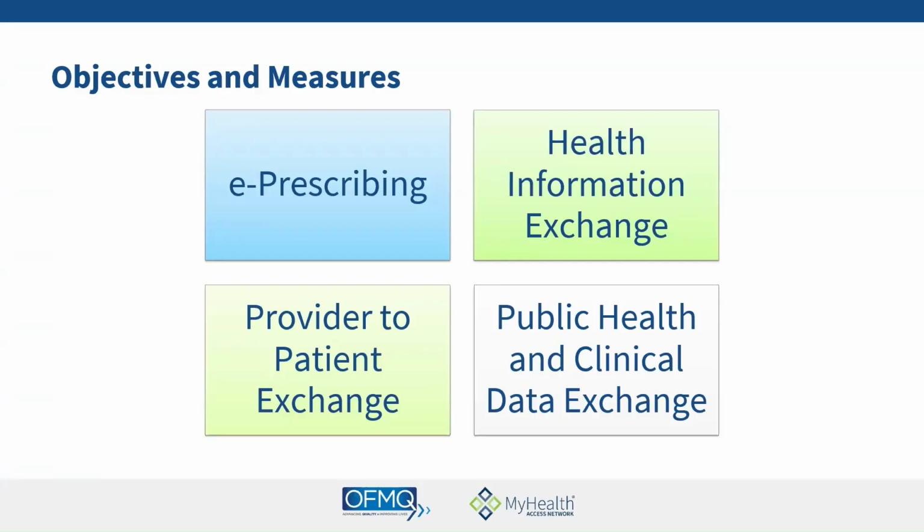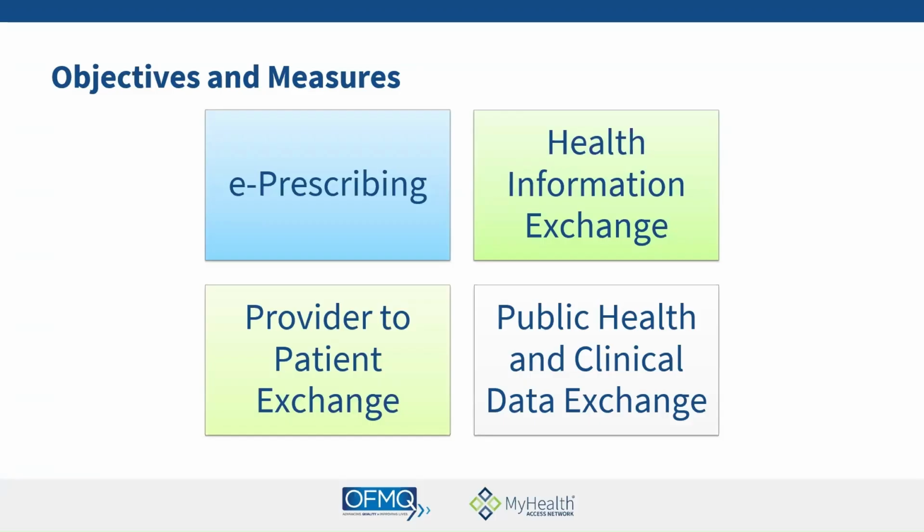So the 4 performance categories you have within promoting interoperability include e-prescribing, health information exchange, provider to patient exchange, and public health and clinical data exchange. So as you see, a lot of exchange. That's really the focus, is that health information exchange. Today, we'll just talk about the HIE and the public health data.